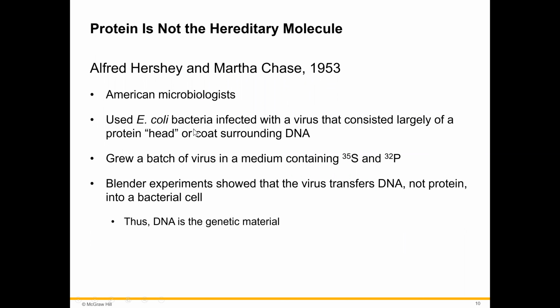So they used E. coli bacteria infected with a virus that consisted largely of protein head and coat surrounding DNA. They grew a batch of virus in a medium containing radioactive sulfur and phosphorus. And blender experiments showed that the virus transfers DNA, not protein, into a bacterial cell, and thus DNA is the genetic material.